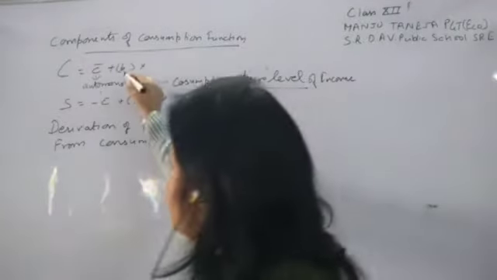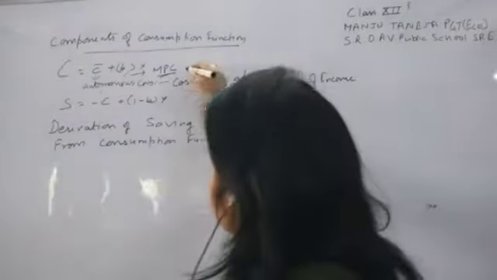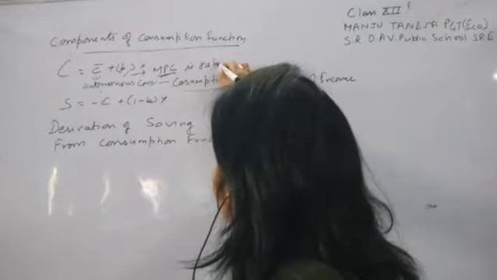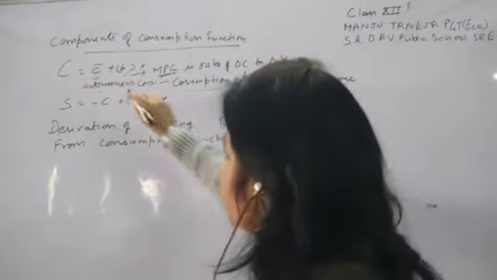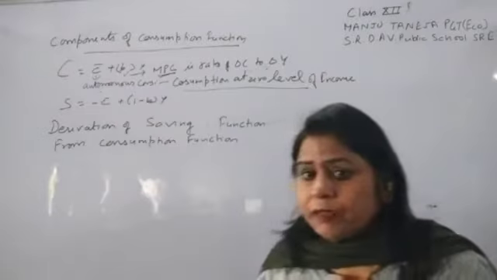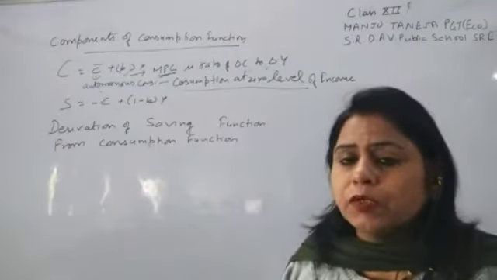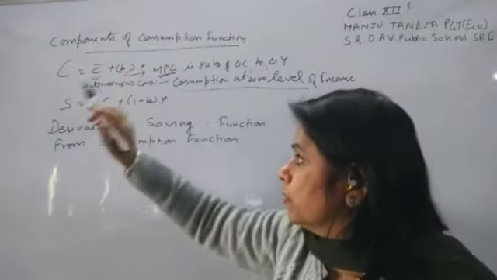And what is this B? B is nothing, it is the MPC. And what is the MPC? It is the ratio of change in consumption to change in income. That is called B. So part of income, change in consumption to change in income, it's called the B. We denoted it by B.